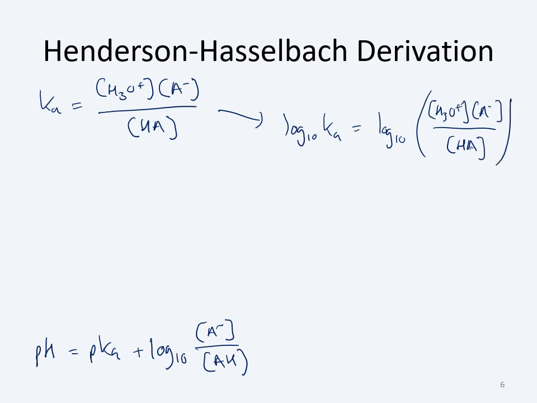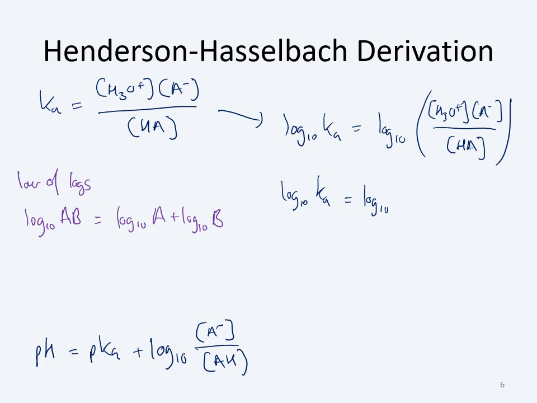Now, as I already said, there's a law of logs that says the log to the base 10 of AB is equal to log to the base 10 of A plus log to the base 10 of B. So we can rewrite what we've just written as log to the base 10 of Ka is equal to log to the base 10 of the concentration of H3O plus, plus log to the base 10 of the concentration of A minus over the concentration of HA.